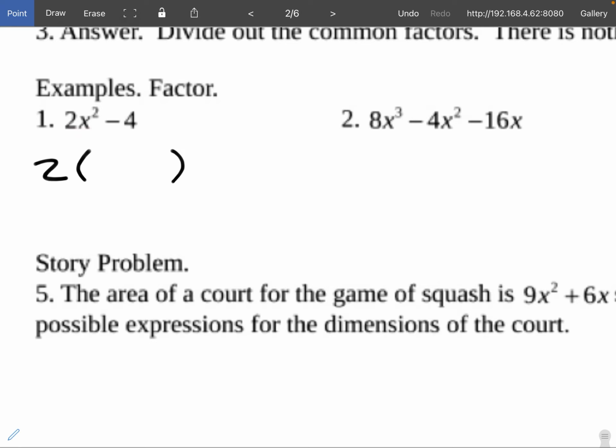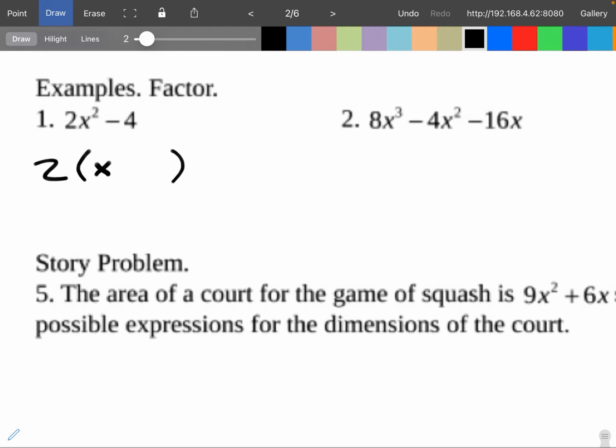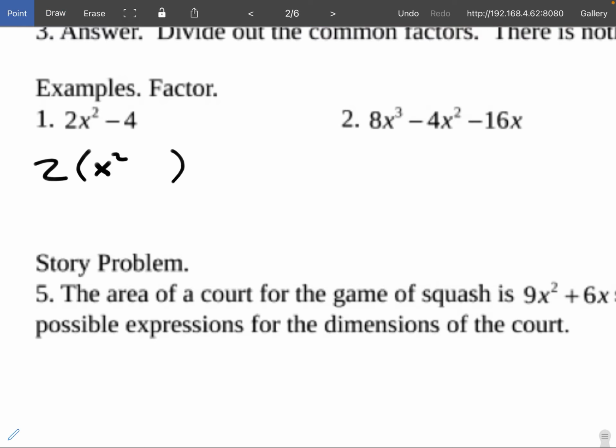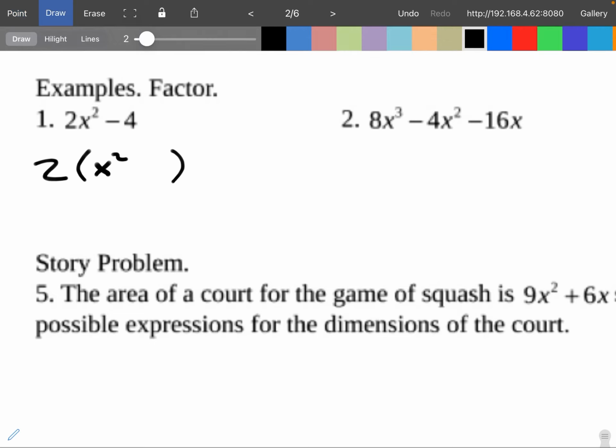So you're going to say, 2 times what would give you 2x squared? What's that? Good, yeah. It'd be x squared. So you put x squared here. And then you would say, 2 times what would give you negative 4? Good, that's good. So a negative 2. And then that's it. Do you see how you kind of did the distributive property backwards? You took it back apart, so it's called factoring. And you can check your answer just by distributing really quick.